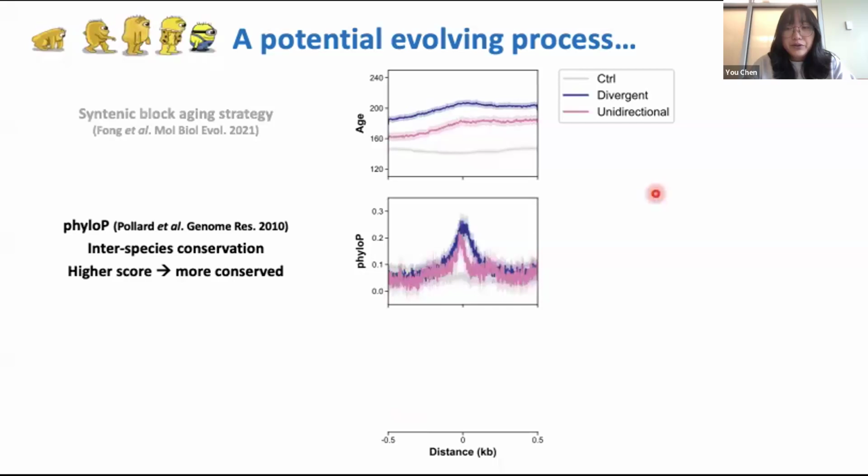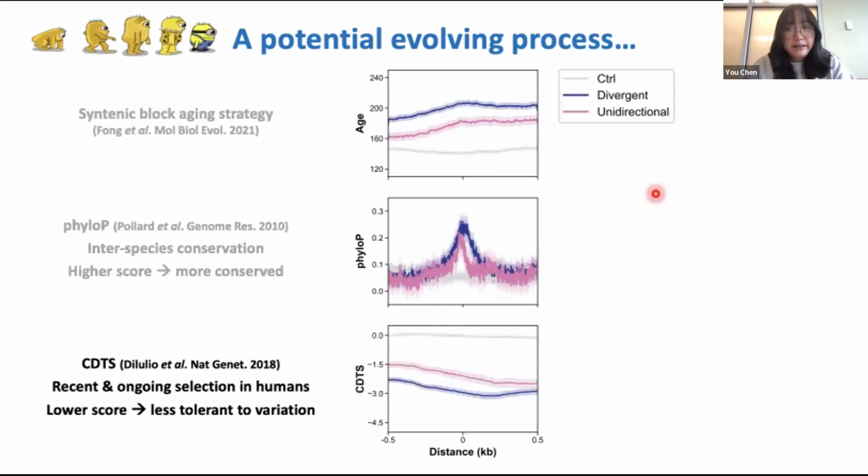Next, we look into two evolutionary metrics. PhyloP is used to measure interspecies conservation. Here we can see both groups have the highest score in the middle, which contains binding sites for transcription factors. Another metric, CDTS, evaluates more recent or ongoing selection in humans. A lower score means this region is less tolerant to variation.